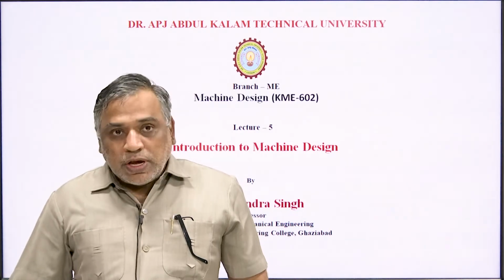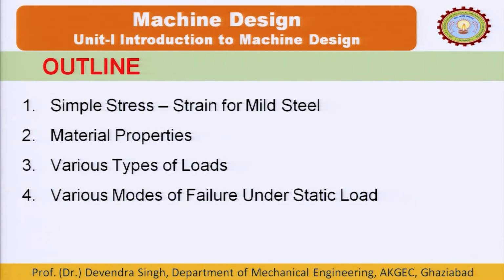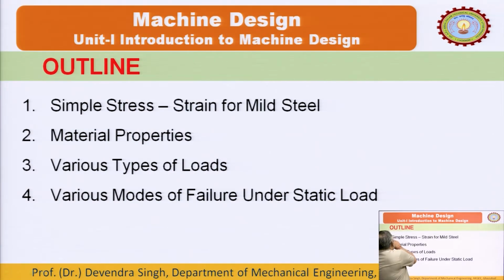Today we are going to discuss the following points. We will start with the simple stress strain diagram for mild steel, then we will come to the material properties, then we will discuss the various types of loads we come across during our analysis and design, and then various modes of failure under static load. Then we will discuss the theories of failure, if time permits.